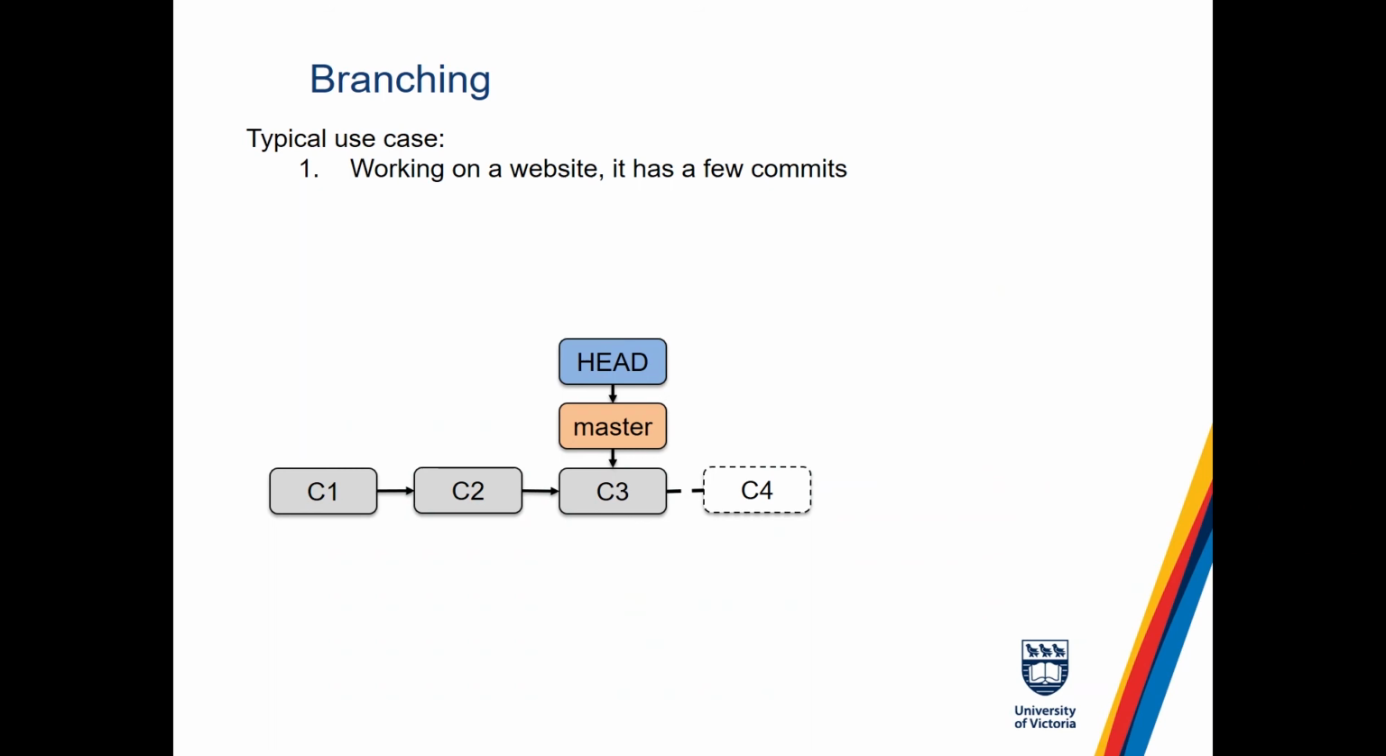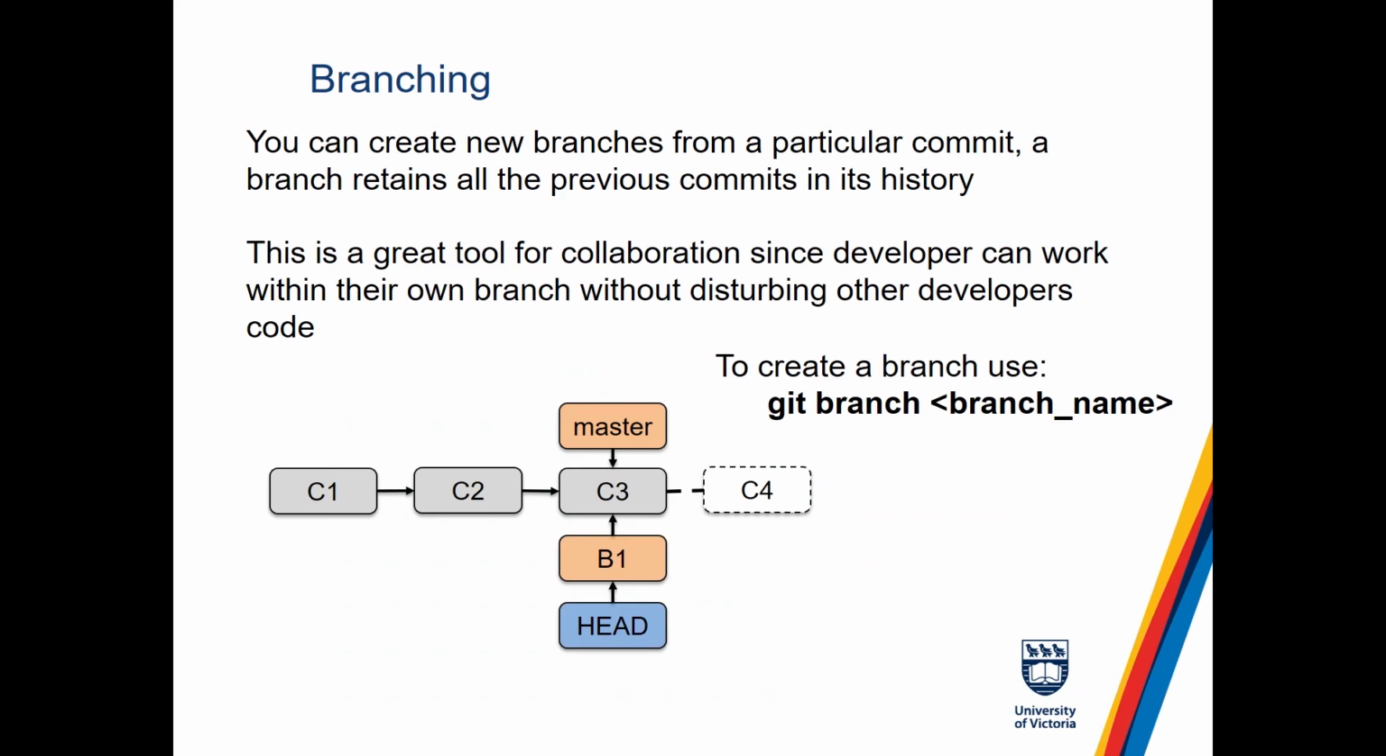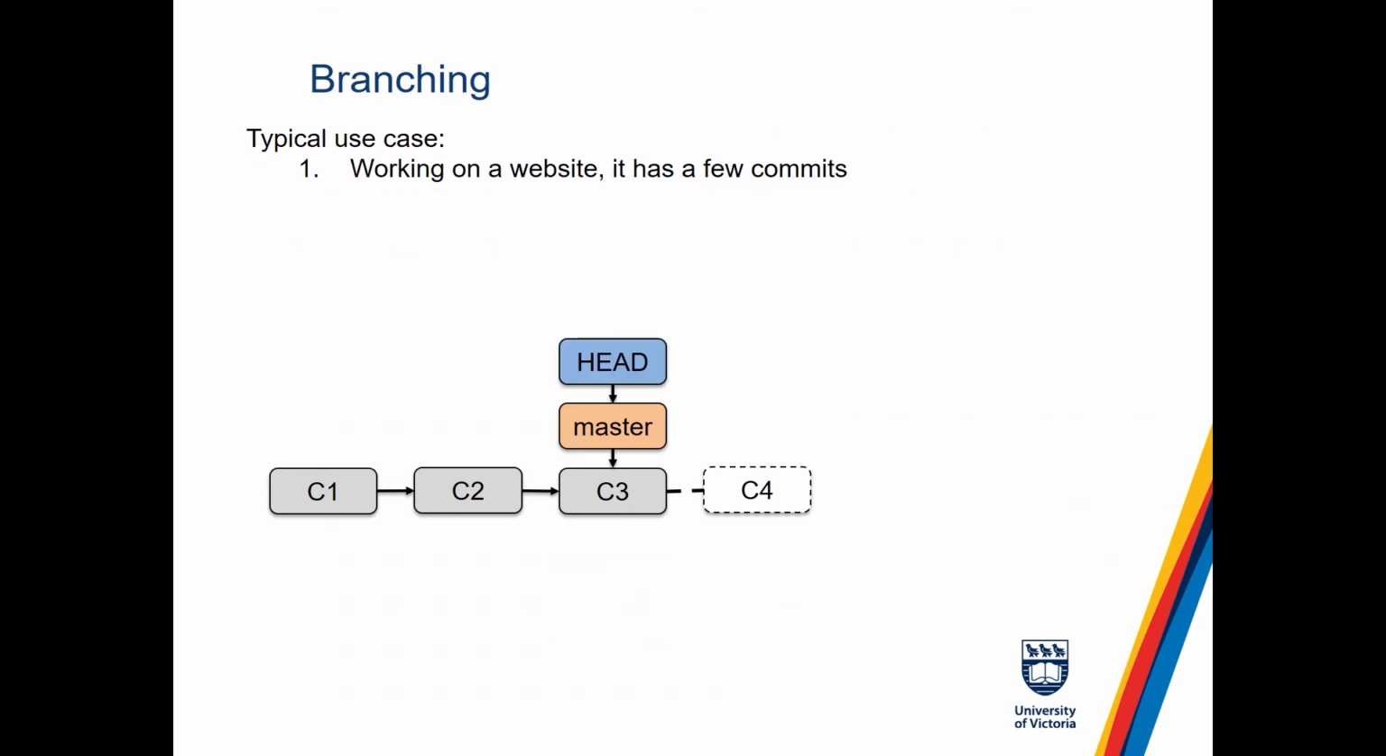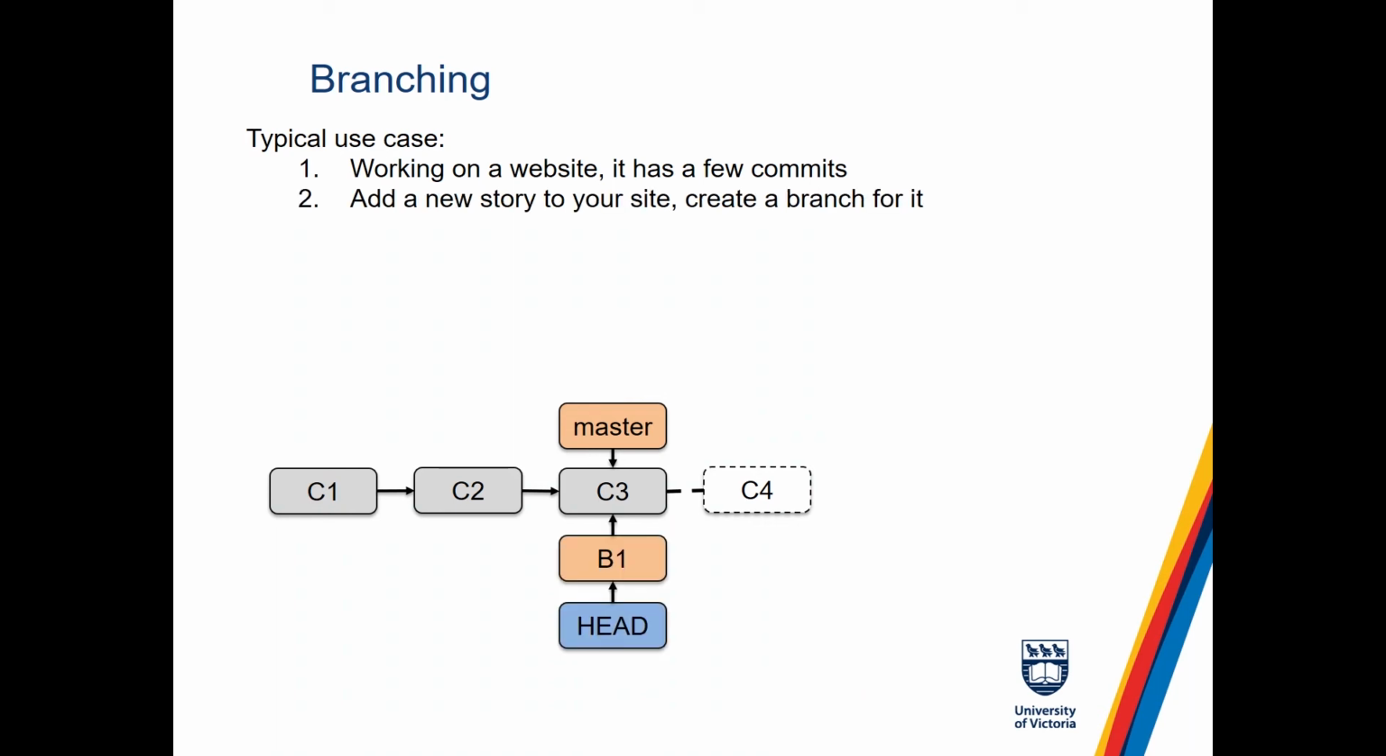So I just want to run you through a little bit of a scenario of how you can use these branches and how it might work. Let's say you're essentially working on a website, has a few commits, there's some stuff there. But then you want to add some new stuff to your website, maybe a new story or a new page, like contact us or something along those lines. So you can create a branch and you can start doing some work there.